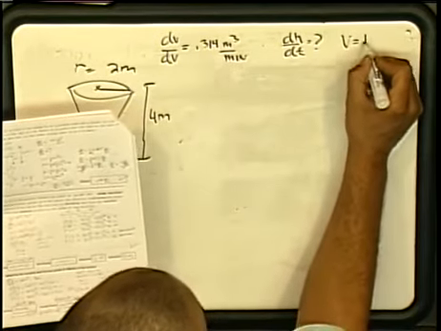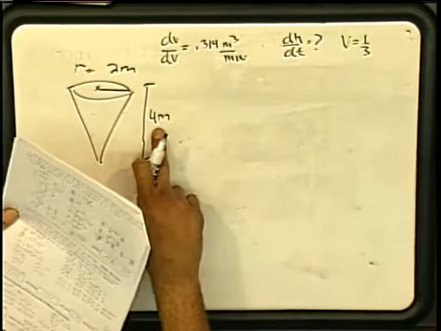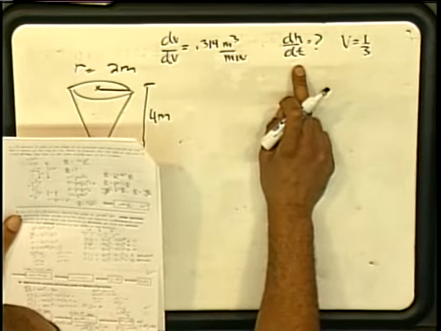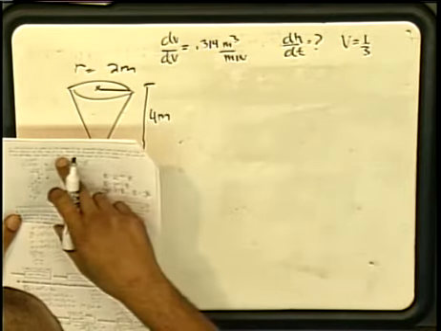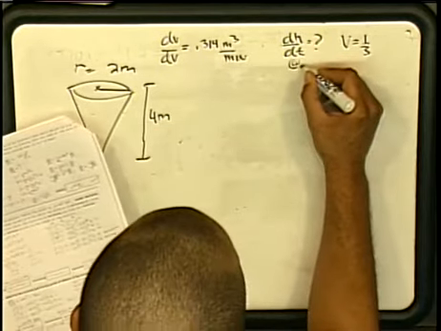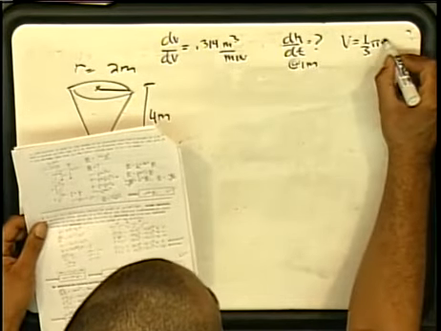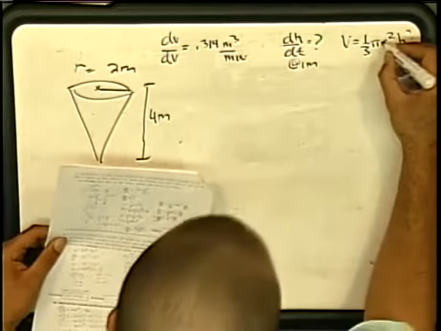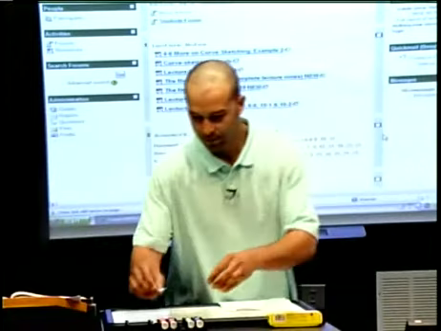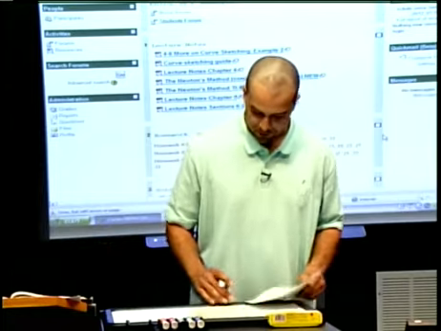Volume of a cone. That's at 1 meter. Where? Right here? You say dH/dt at 1 meter? No, you're looking for dH/dt. Oh, at 1 meter deep. Pi r squared h.